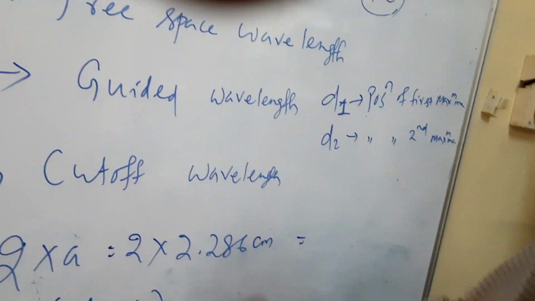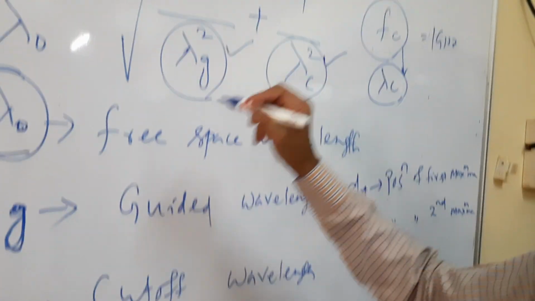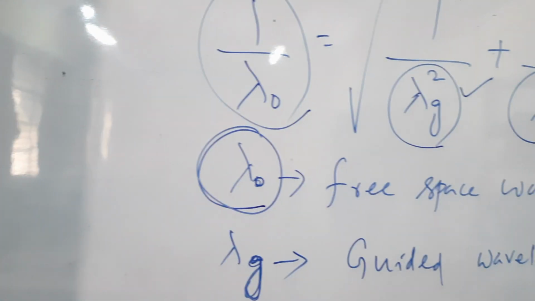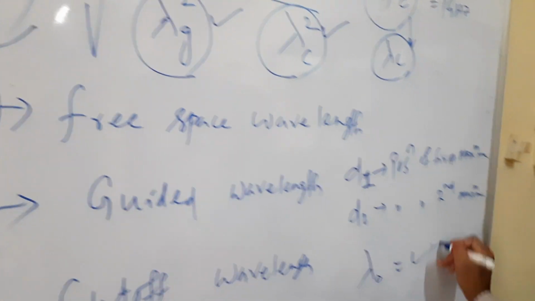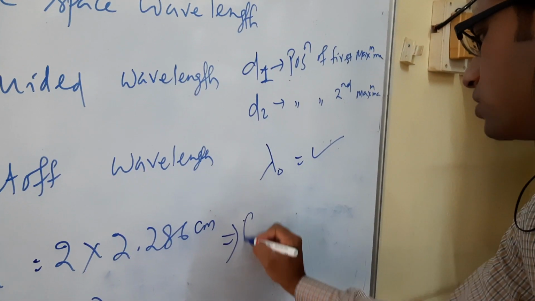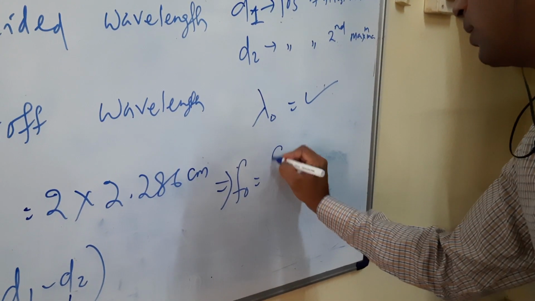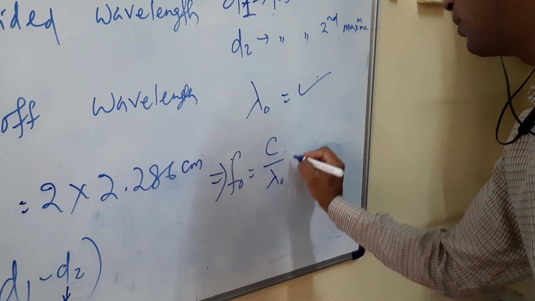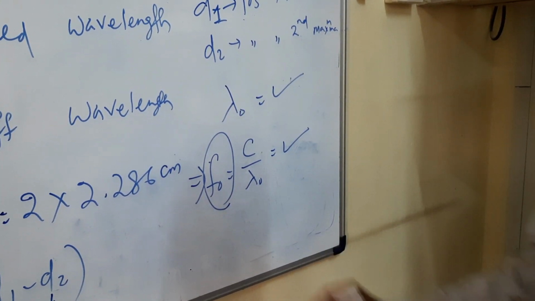Okay, so we can calculate lambda g, and lambda c equals 2 into a. From that you will get lambda 0. If I calculate lambda 0, then the frequency will be f equals c by lambda. I can calculate f. So this is the theoretical calculation of frequency.